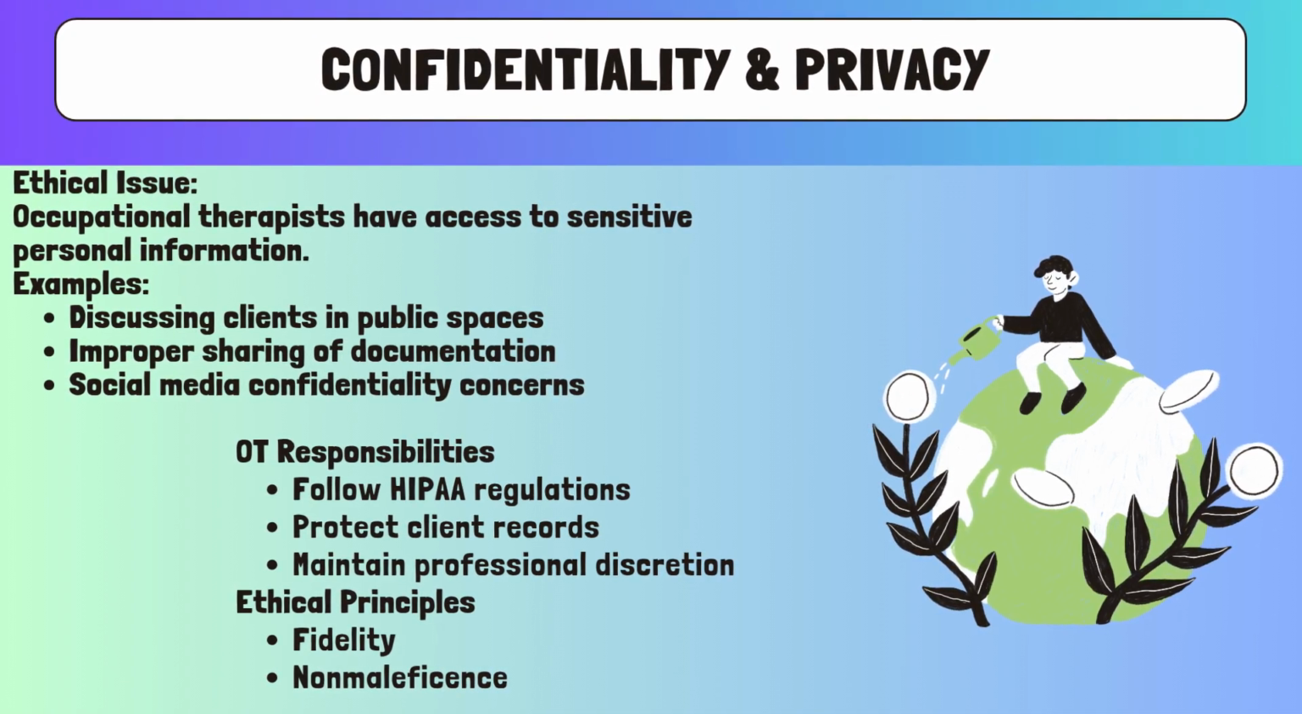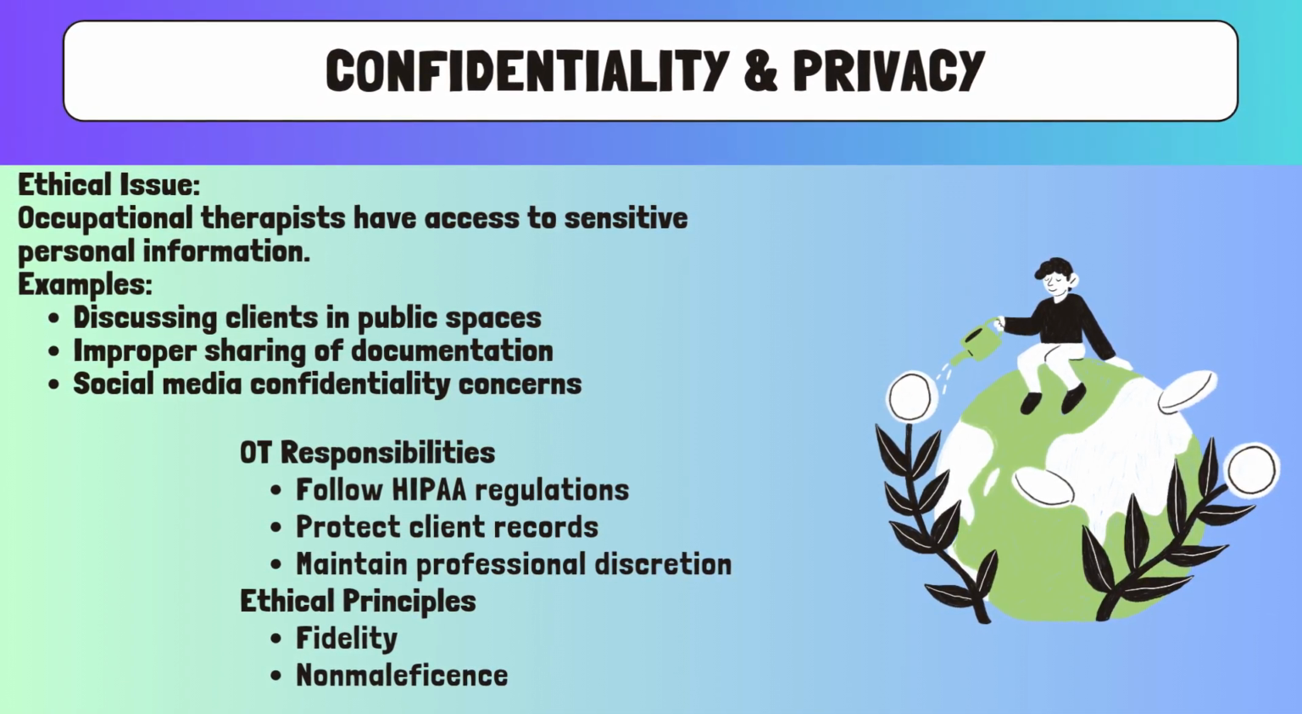Occupational therapists regularly handle confidential health information. Protecting client privacy is both an ethical and legal responsibility. This includes following HIPAA regulations, securing documentation, avoiding discussions about clients in public settings, and being cautious when using social media. Maintaining confidentiality strengthens trust between therapists and clients.